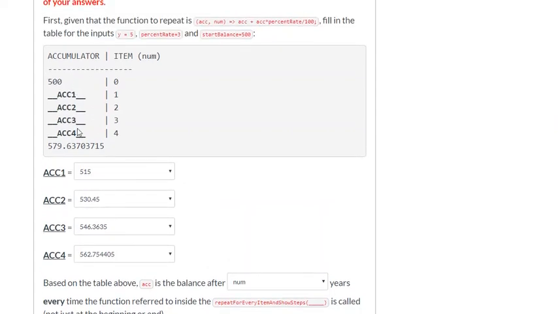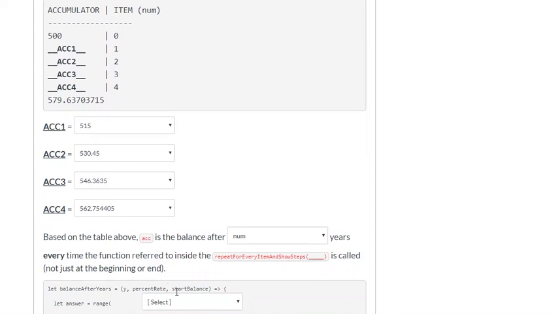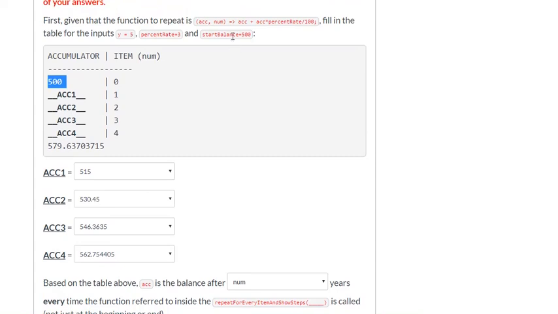But remember, this function has to work for other start balances, right? So here you have to say, well, what was that 500, right? That 500 was my starting balance, right? So if I change this, if start balance changed to 600, this would change to 600. So remember, you want to figure out what the pattern is here. You want to get something that works for not just one example, but for many examples, right?